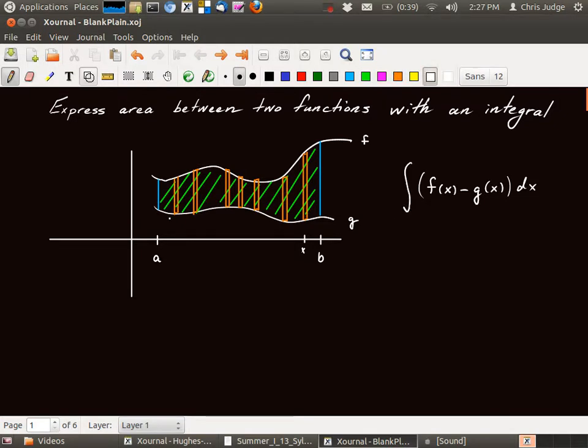So we have the integral, and the very first rectangle starts at a, the very last rectangle starts at b. So we have the integral from a to b of f of x minus g of x times dx. So this is the area between the curves.